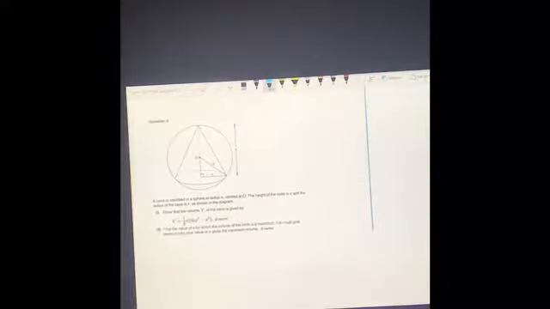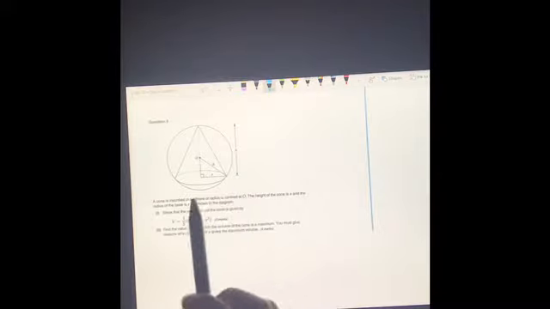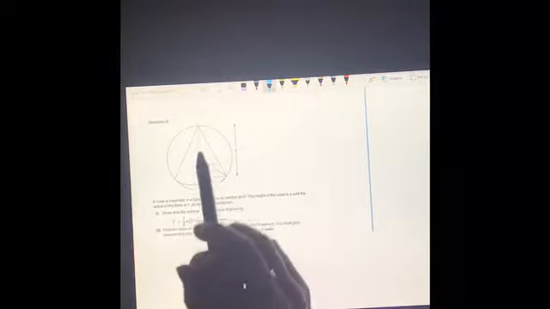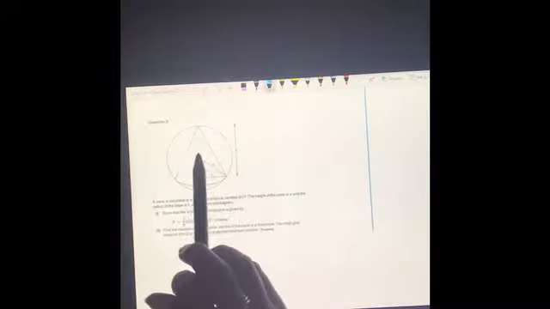So to do this, we need to find out what this line is. So we can figure out that A is this bit here. I'll colour it in blue. So this equals A, because they're both the radius.